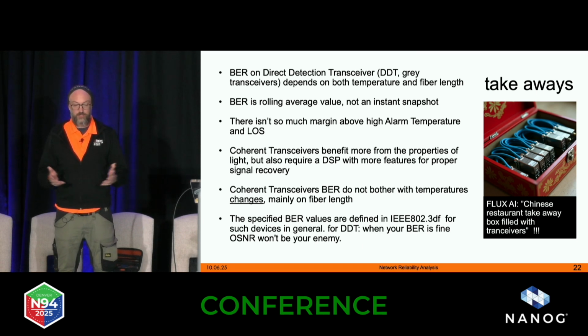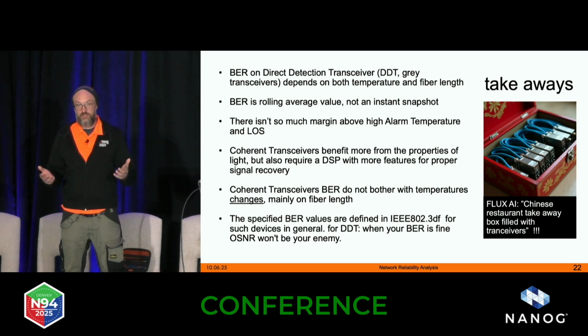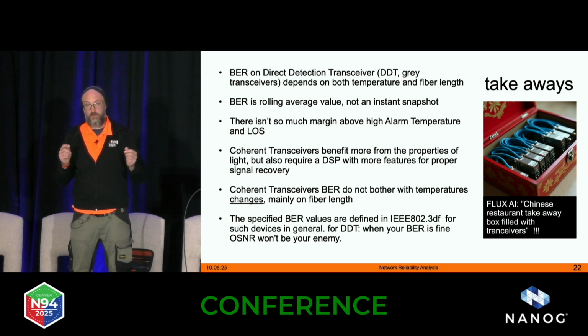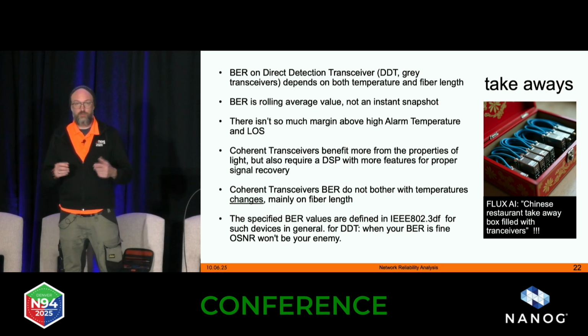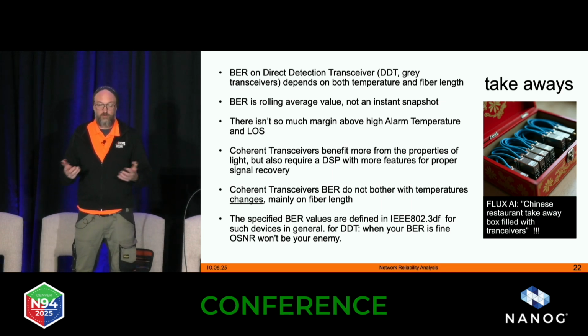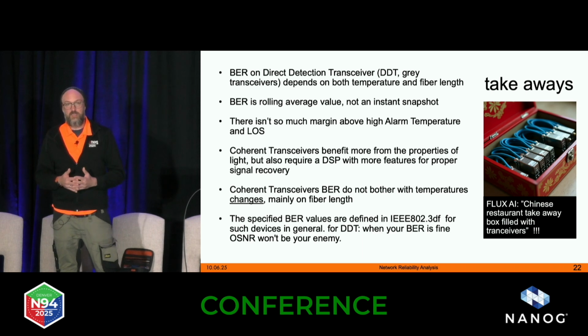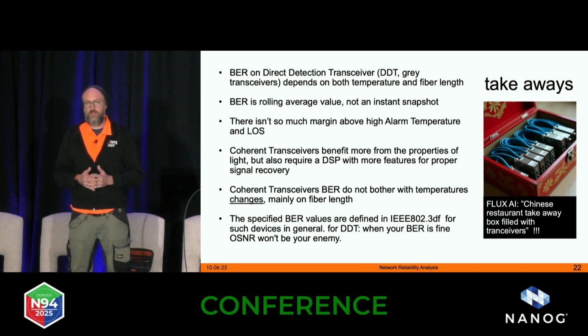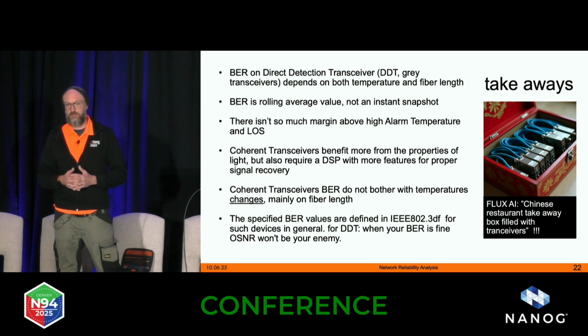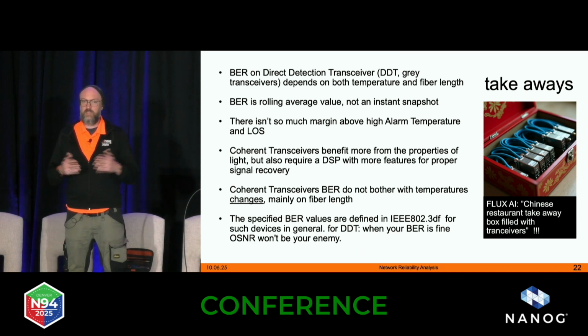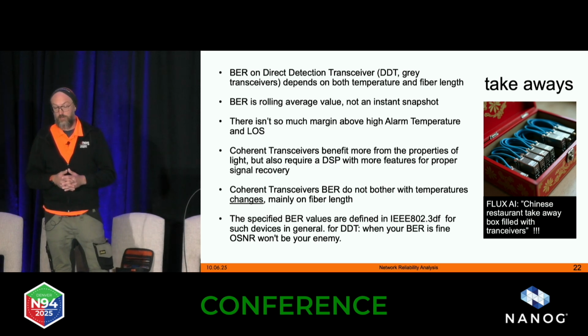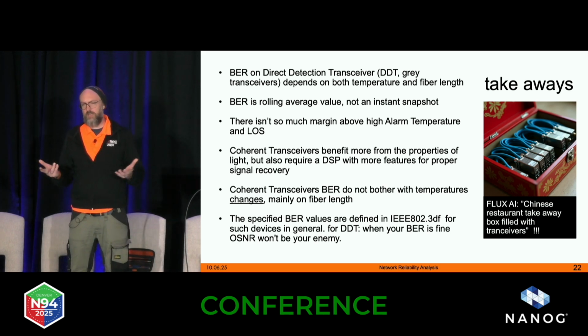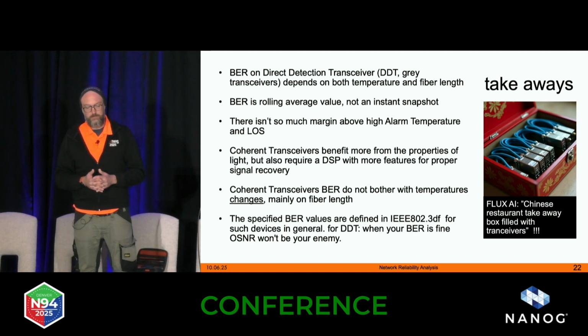On the coherent modules, yes, we saw it's more the distance, less the temperature, but I want to point out the temperature part. For sure, when they are running too hot, or out of spec, it's not fine. It's more the temperature changes, and this is due to the properties of the light, where not only the amplitude is used for the coherent ones, but also the phase and the polarization, which really ruggedize the signal a little bit.